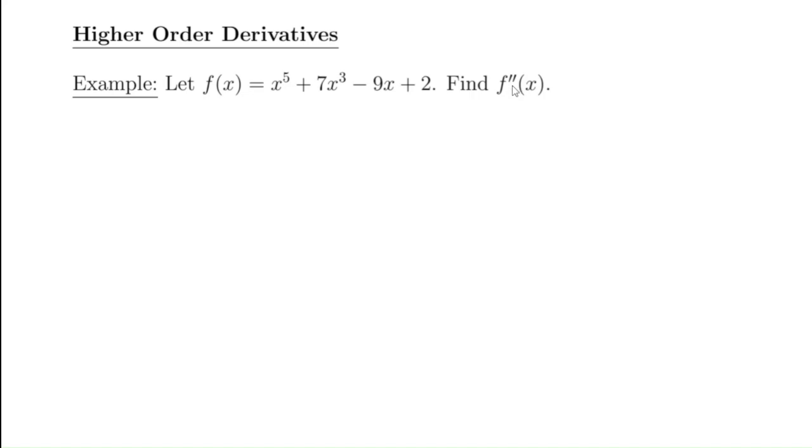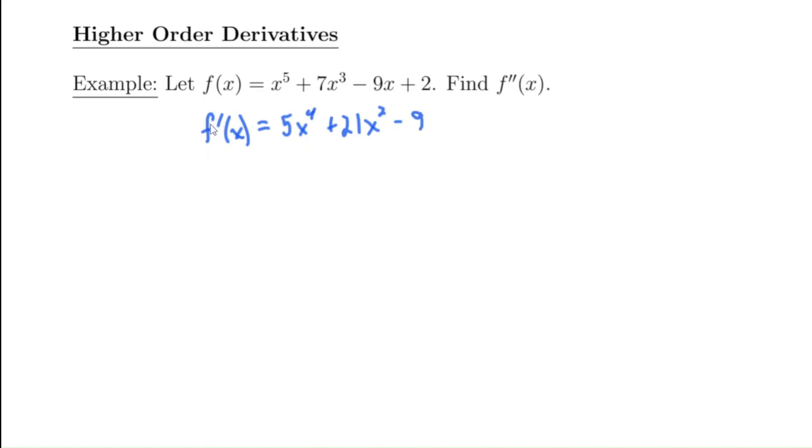Well, it's the second derivative. It's the derivative of the derivative. Sometimes we call it the second order derivative. So how do we find f double prime of x? Well, it's pretty simple. First of all, we find f prime of x, right? F prime of x is 5x to the fourth plus 21x squared minus 9.